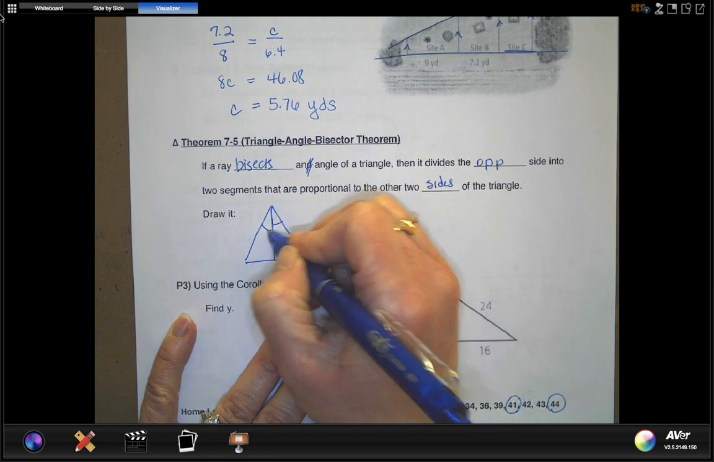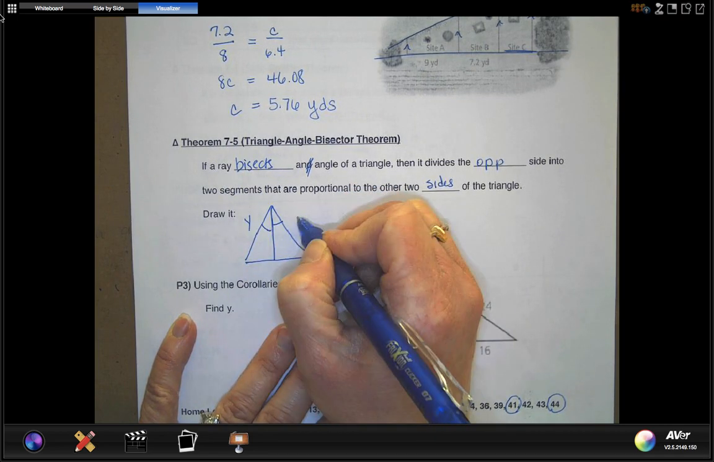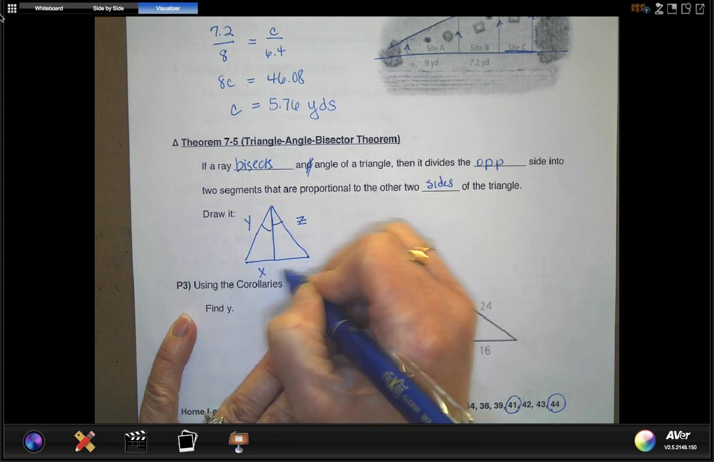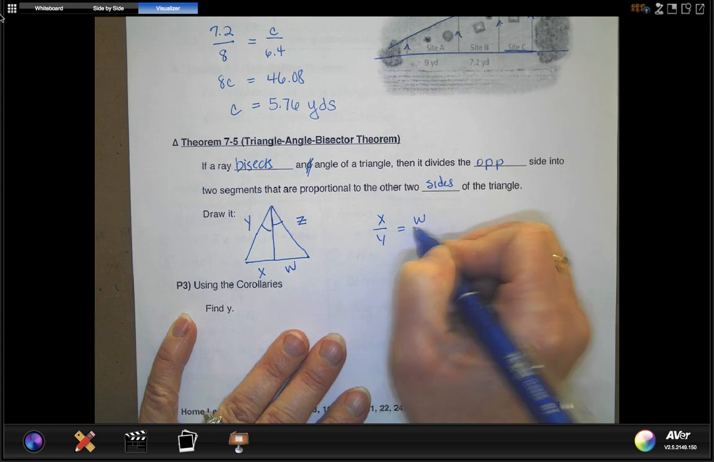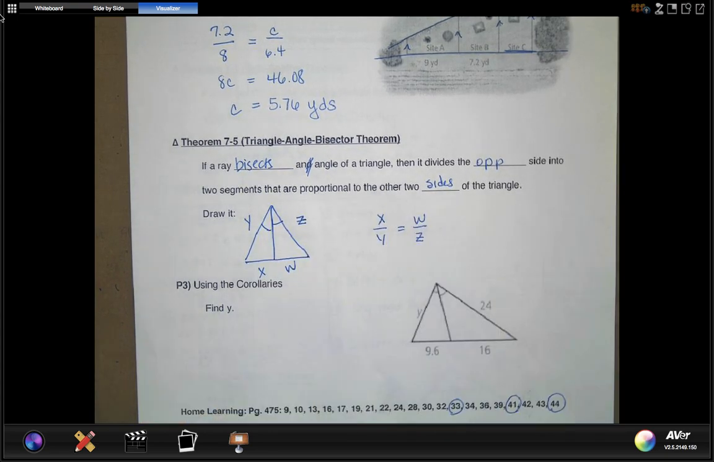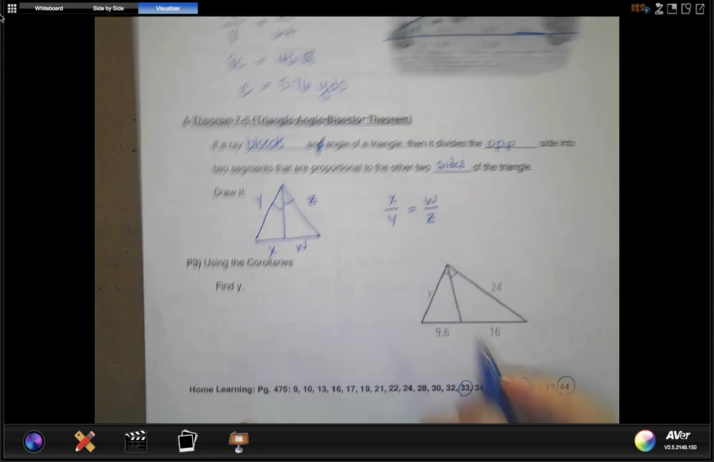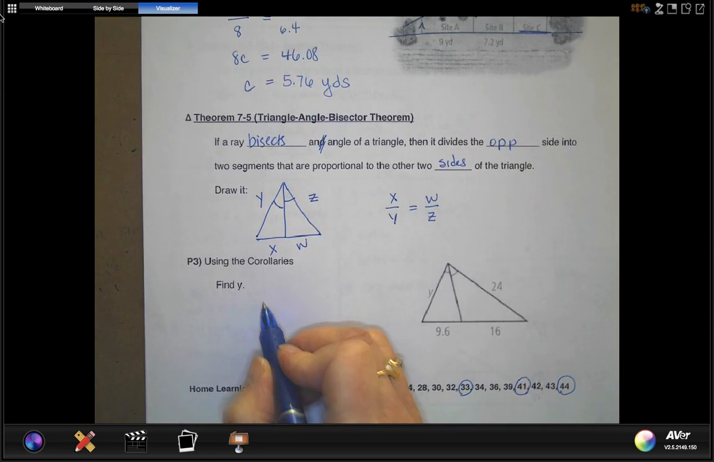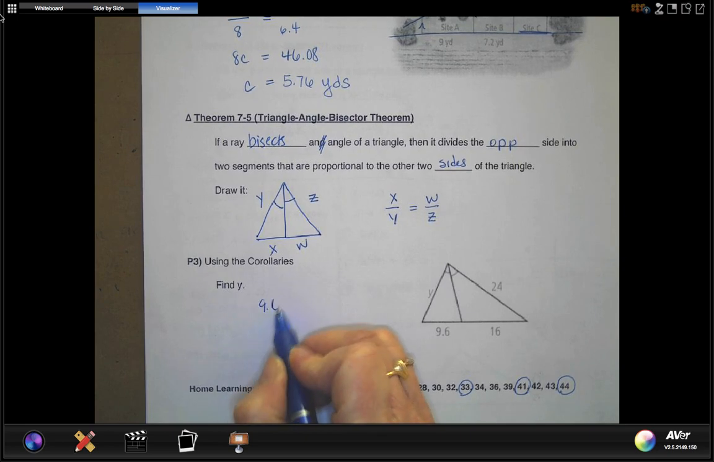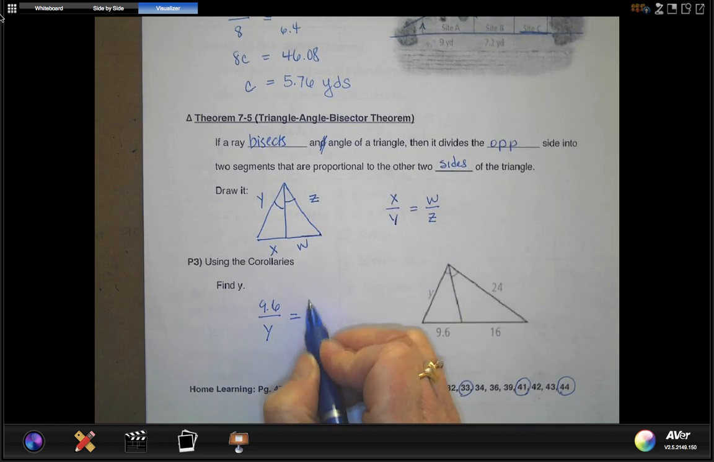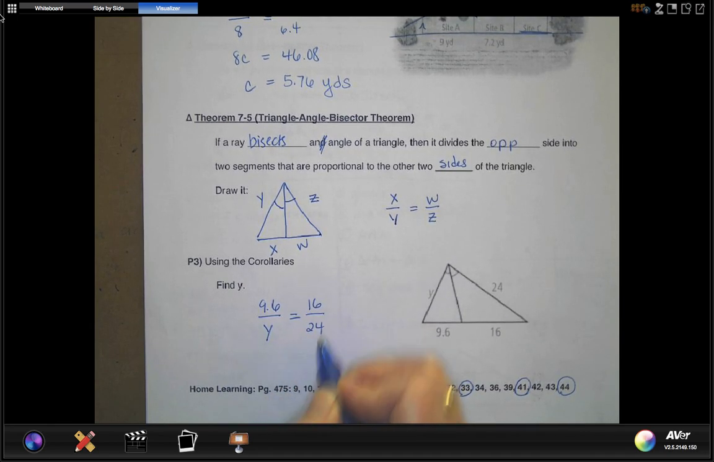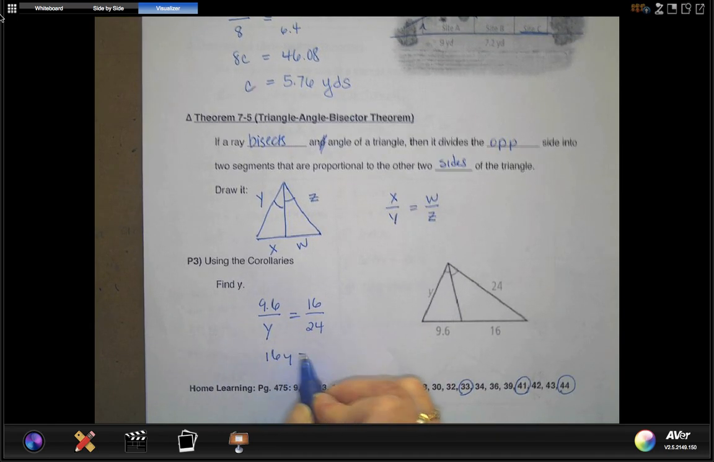So I'm bisecting this angle. What this is saying is that x over y is equal to w over z. If that is bisecting that angle, then I divide it proportionally. So here, I'll set it up like I did up here. Cross multiply.